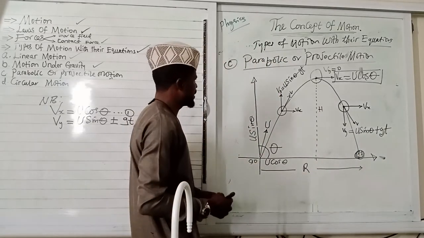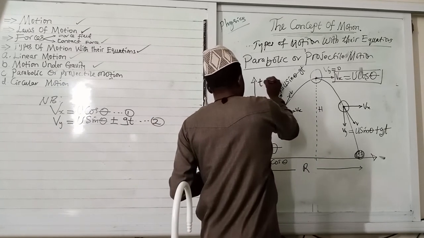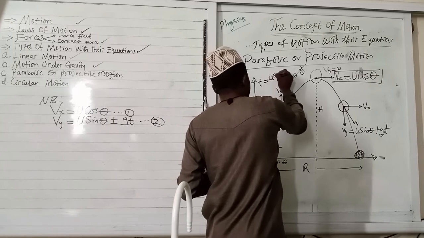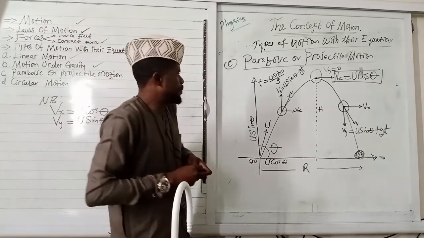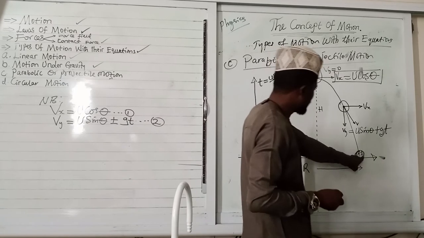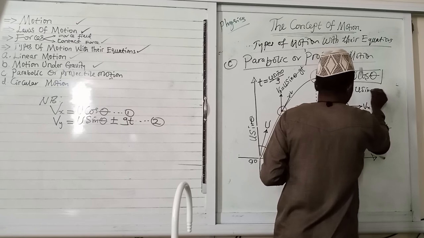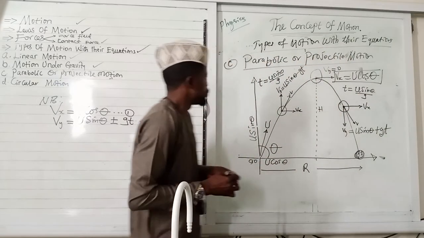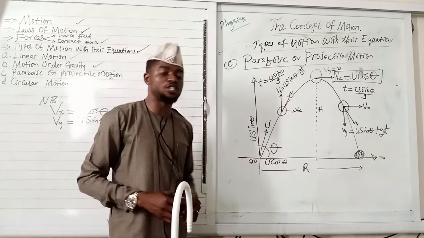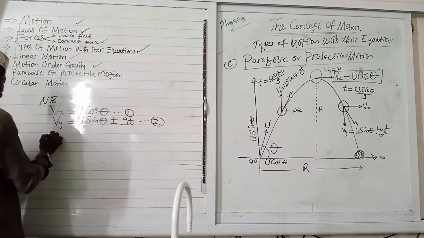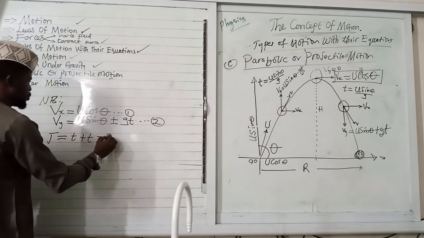So, the time it takes the projectile to move from this point to this point is given as small t is equal to u sine theta divided by g. The time it takes the projectile to move from this point down to this point is also given as t is equal to u sine theta divided by g. So you see that we have two t's here. This t and this t combine to give you the time of flight of a projectile. So we write that time of flight, capital T, is equal to small t plus small t, which is 2t.